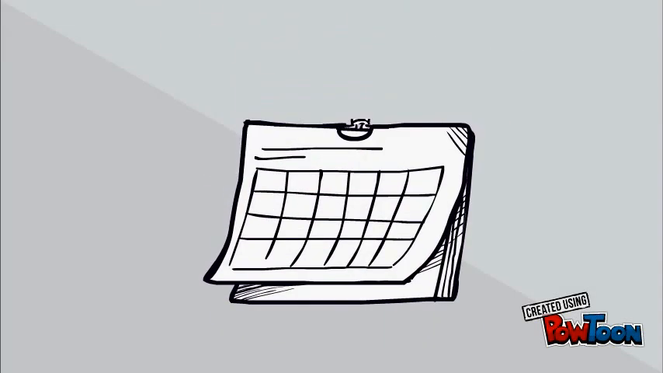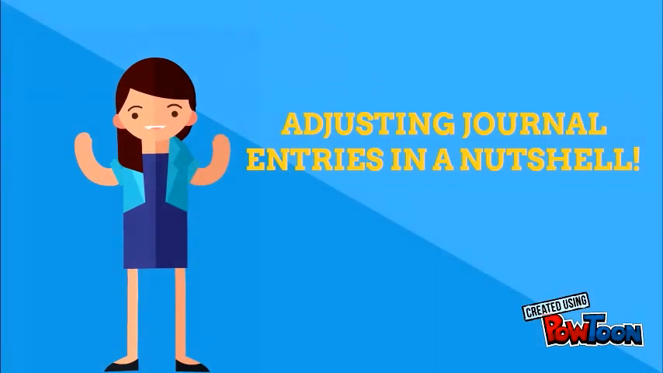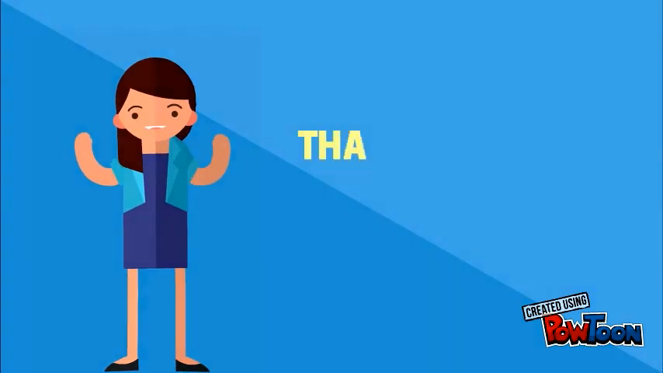Because the accrual basis requires that revenues be recorded in the period in which they are earned, when the statements are being prepared at the end of December, an adjusting journal entry must be made to reflect the increase in both accounts receivable and revenue. And there you have it, adjusting journal entries in a nutshell.